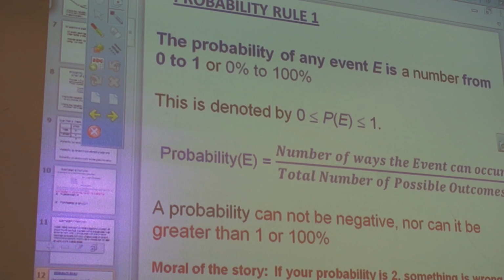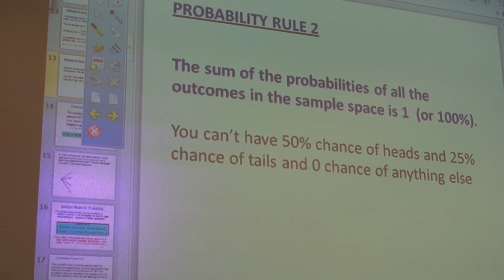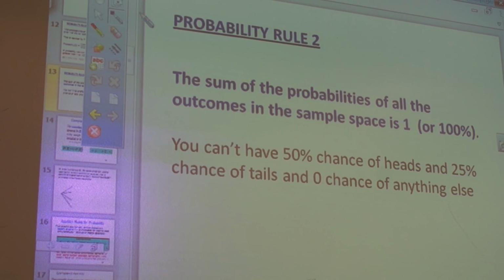Okay, so some probability rules. First rule, probability of any event E is a number from 0 to 1, or 0% to 100%. 1 is the same thing as 100%. 100 cents is 1, right? $1. A probability cannot be negative, and it can't be more than 100%. Second rule, the sum of all the probabilities of a sample space, if you add them all up, has to equal 1 or 100%. Good?